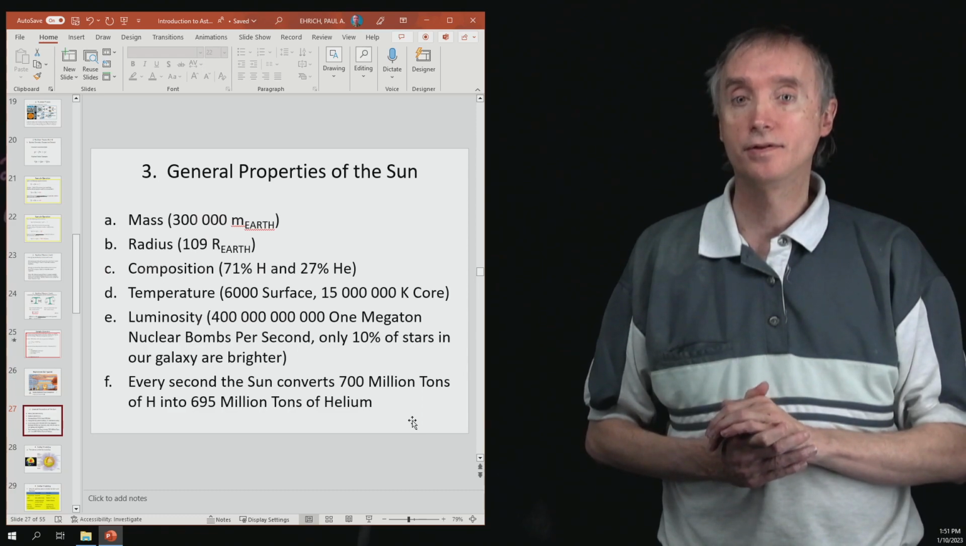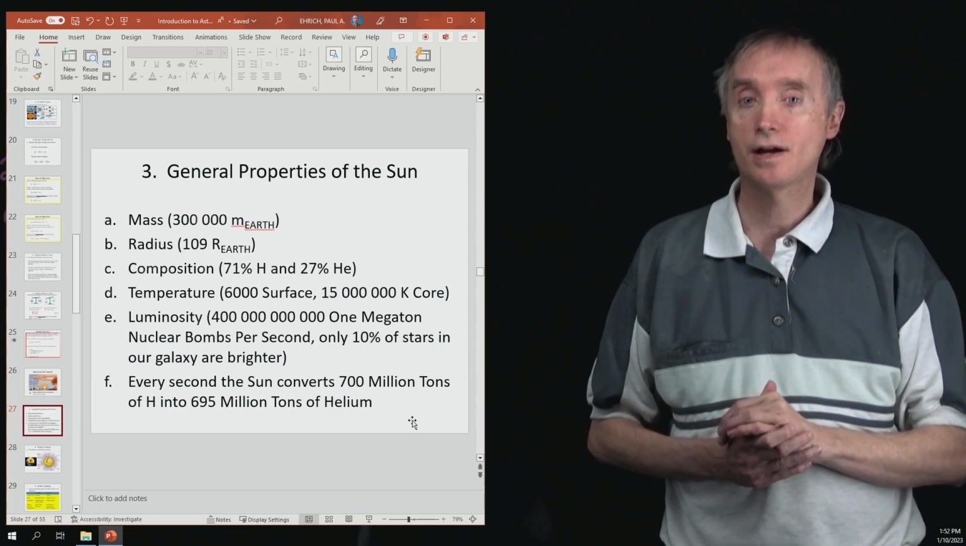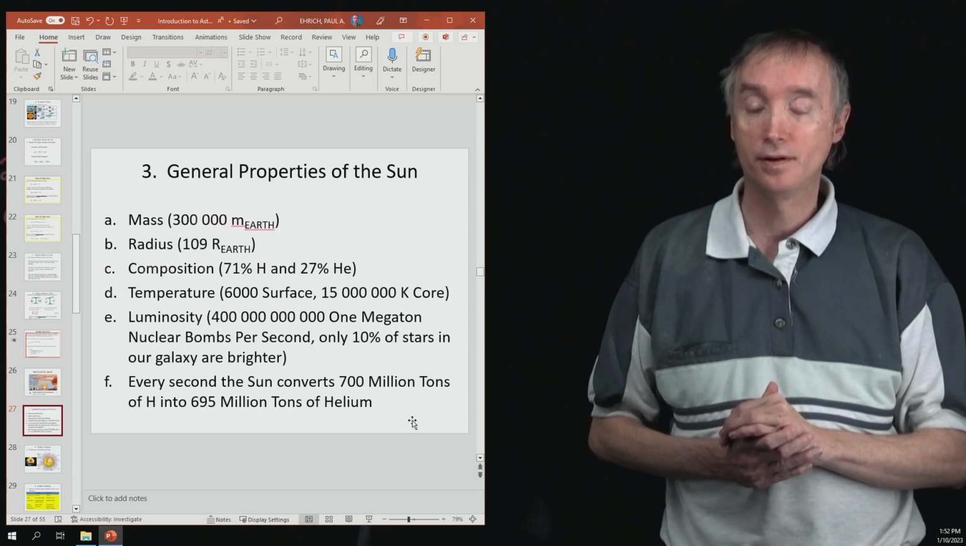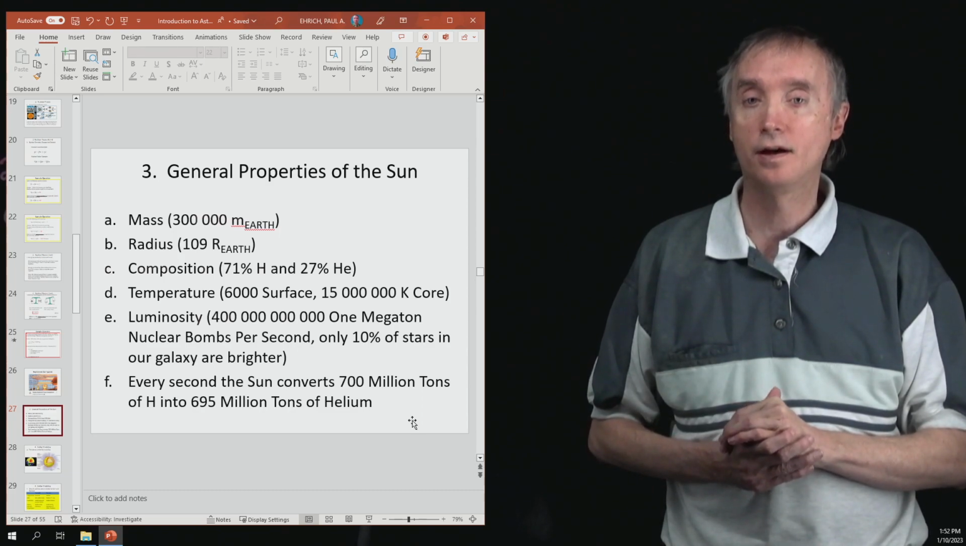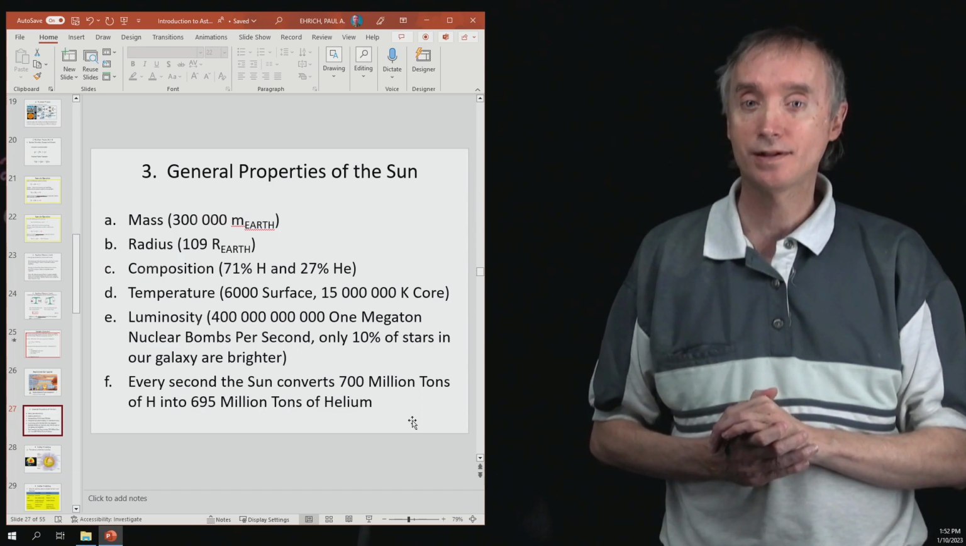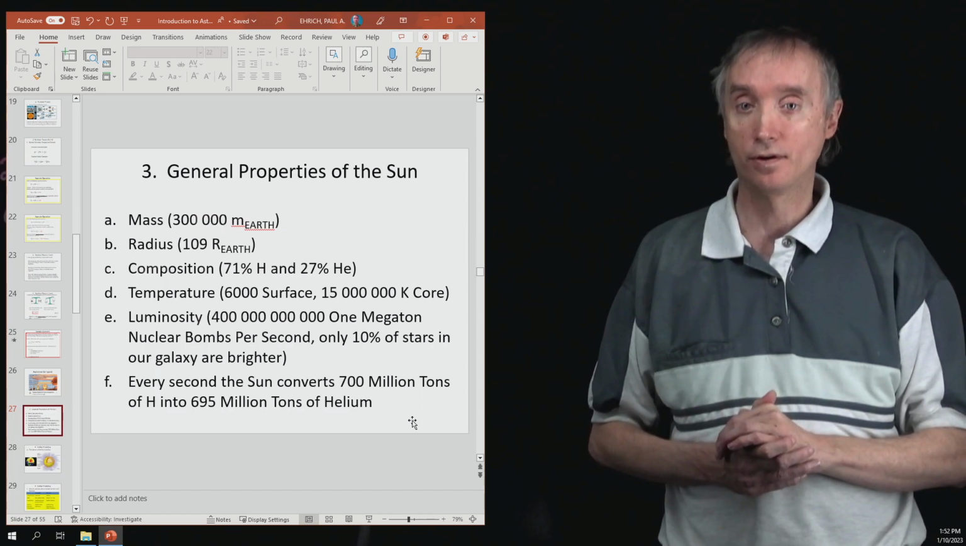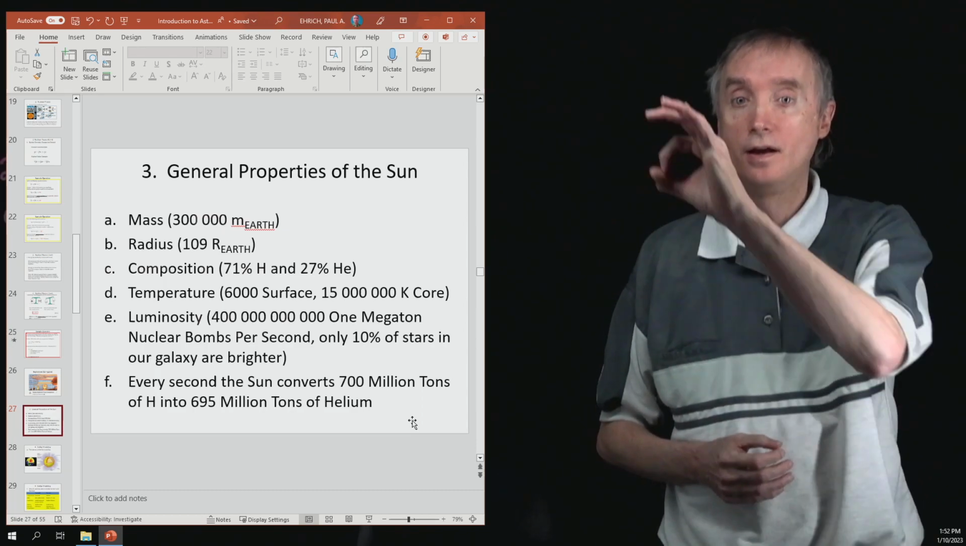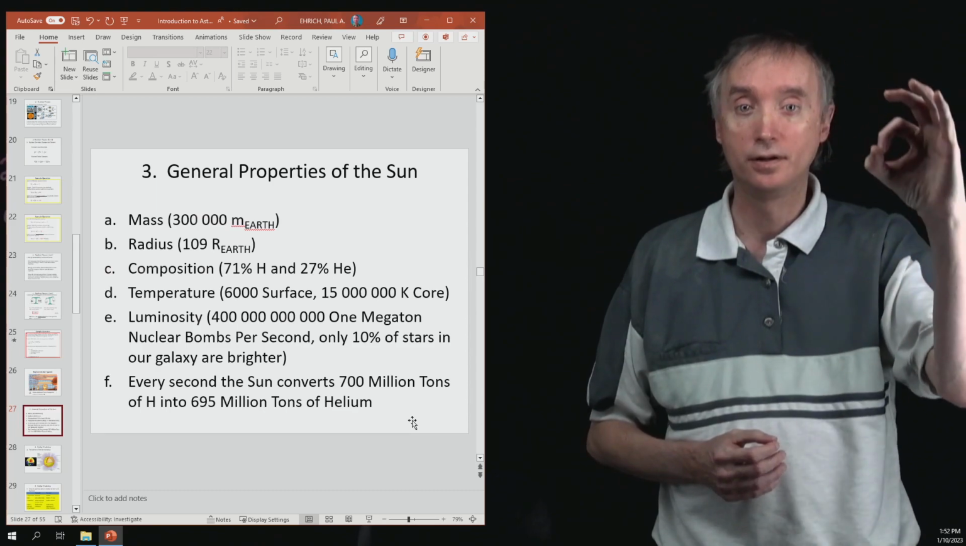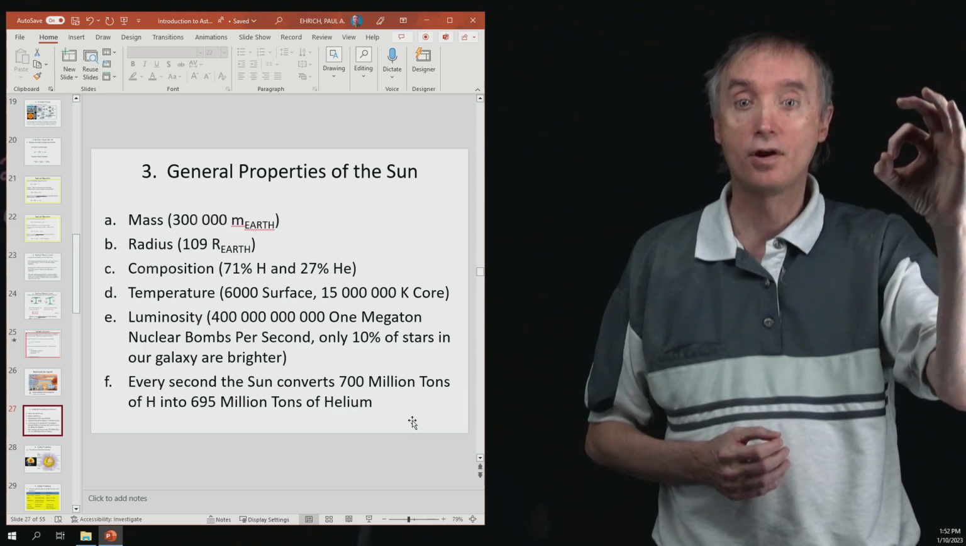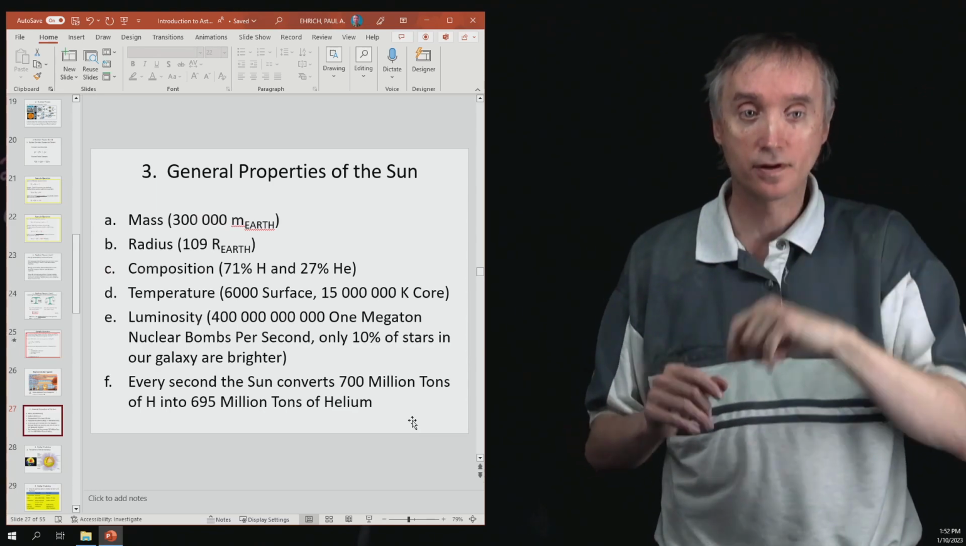Its mass is going to be 300,000 times the mass of the Earth. It's going to have a radius of about 109 times the radius of the Earth. So that means that you could fit 109 Earths across the surface of the Sun.